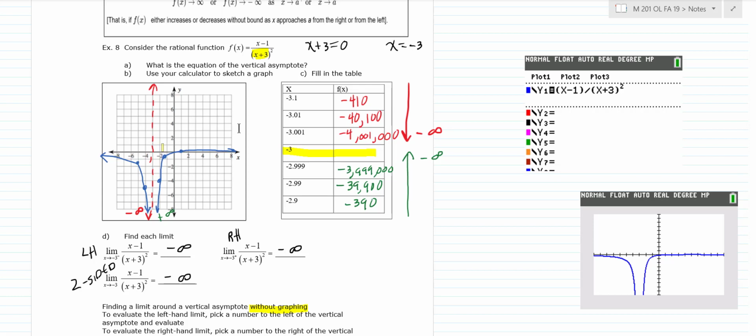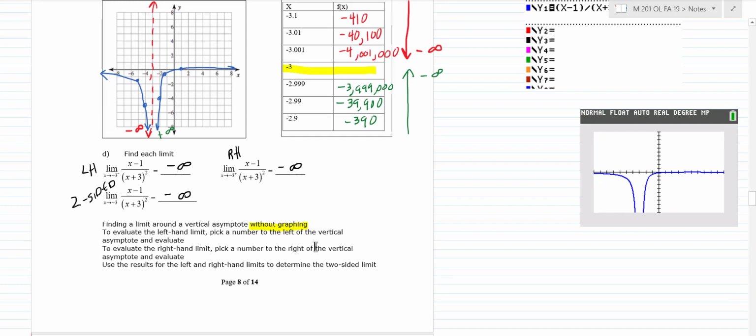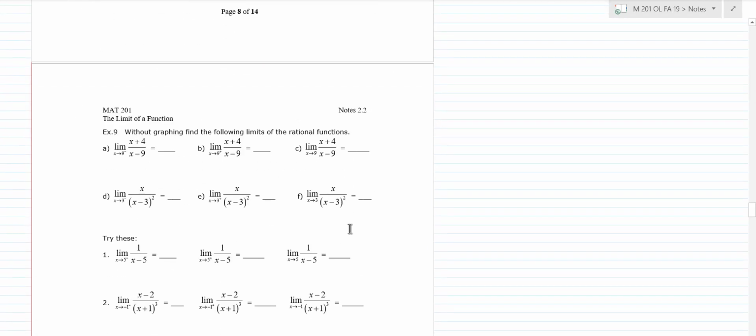So the idea with this is this. If you're going to evaluate a left-hand limit around a vertical asymptote, pick a number to the left of the vertical asymptote, a real small number, and plug it in the function. And then instead of doing this, just calculate it. You really don't have to calculate. You just got to figure out if it's negative or positive. To evaluate a right-hand limit, pick a number to the right and evaluate. All right, so that's what we're going to do on the next page. So let's go on to the next page.